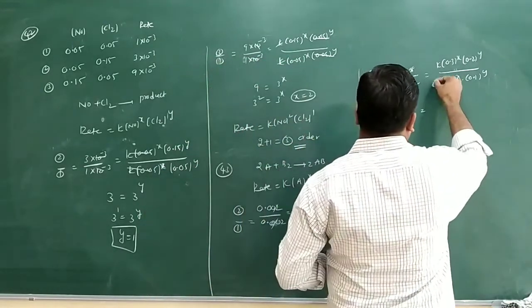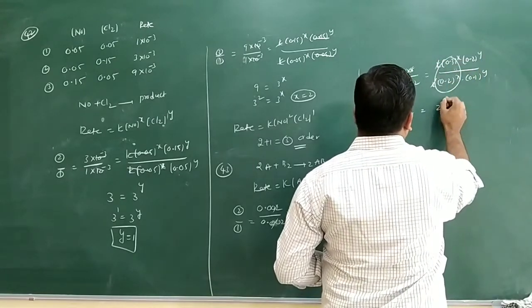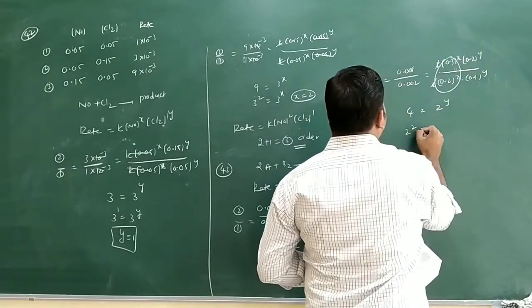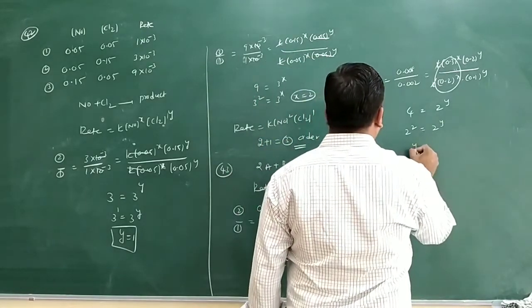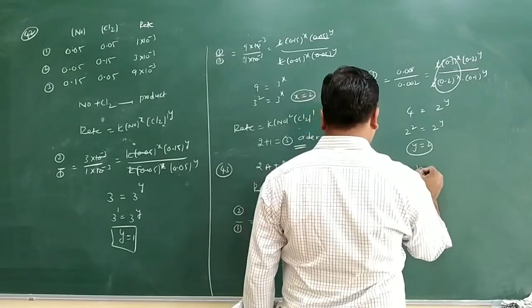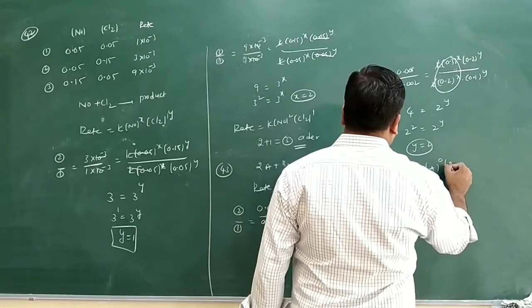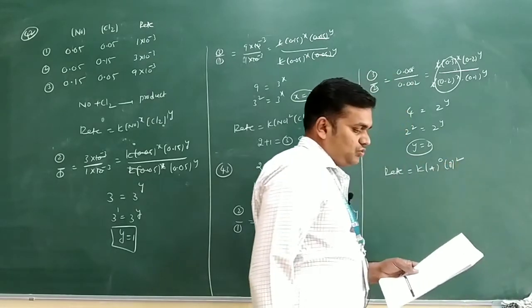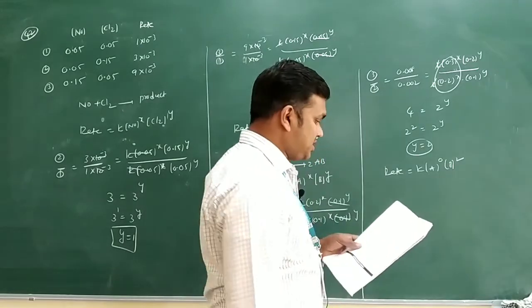What will you get here? This k cancels, this term will be fully cancelled. Then you will get 2 power y. 4 means I will write 2 square. 2 square is equal to 2 power y, so y is equal to 2. From this you will write rate is equal to k into a whole power 0 and b whole power 2. What is your answer? You will take option 3 for this question.